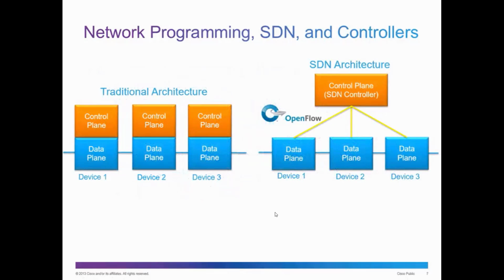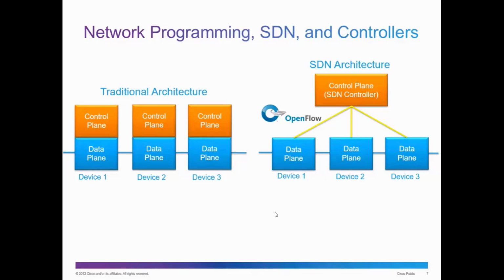In this image, you can see a comparison between a traditional architecture and an SDN architecture. Notice how in the traditional architecture, each device, device 1, device 2, and device 3, let's say they're network switches, each device has a control plane and a data plane. And so to configure those devices, you configure the control plane on each of those devices.